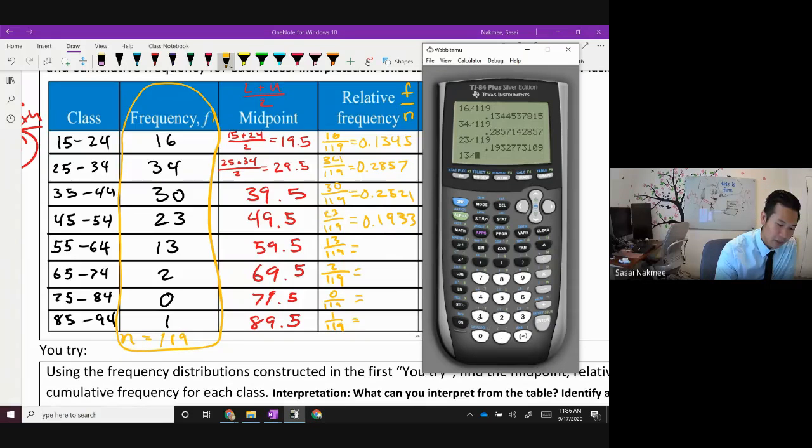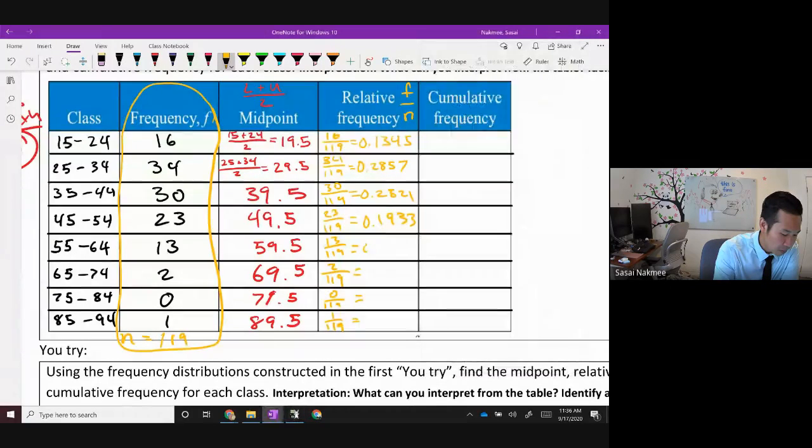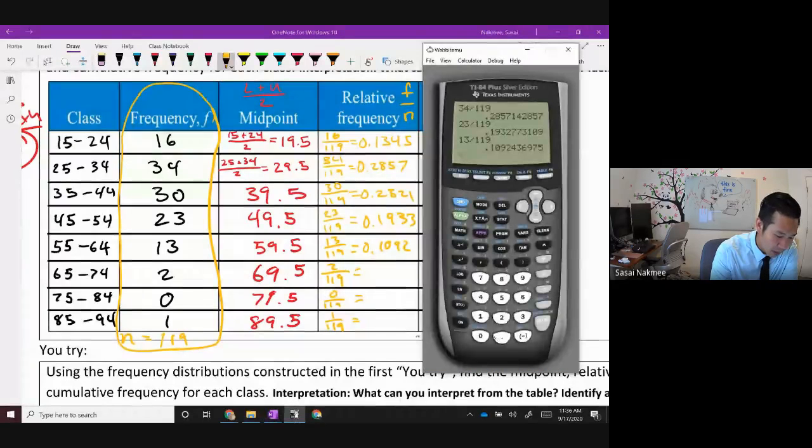13 divided by 119. That's going to give me 0.1092. Right? Keep going, keep going. This next one's going to be 2 divided by 119. That's a small number, by the way. That's going to be 0.0168.